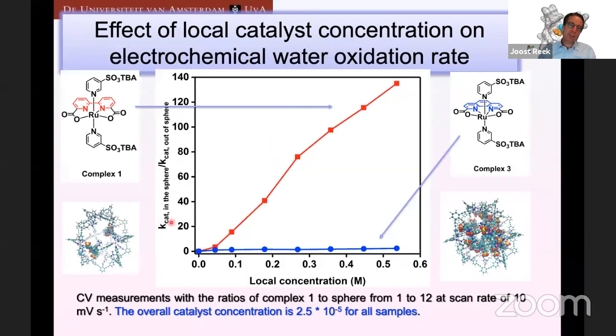And here in this plot, we see the relative reaction rates compared to the free complex as function of the local concentration. And you see here, if we use this ruthenium complex that operates via a dinuclear mechanism, where two of these ruthenium complexes need to find each other, we see a huge increase in reaction rate as function of the local concentration, whereas in contrast, this complex that reacts via a mononuclear pathway doesn't show any effect upon concentrating in this nanosphere. So clearly we can facilitate by supramolecular preorganization this dinuclear pathway, and we can increase reaction rates by a factor of 130.